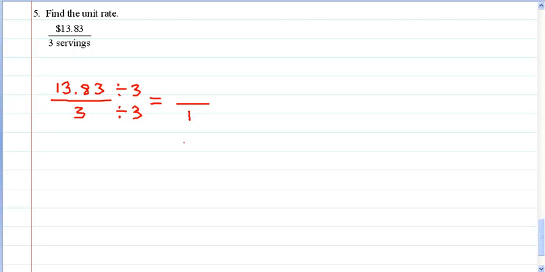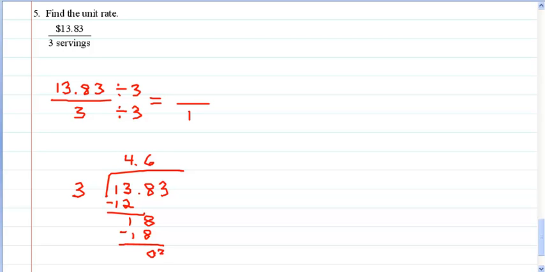And 3 divided by 3 is 1. And for 1383 divided by 3, I'll show that work underneath. So we end up with 461. So the unit rate is $4.61 per serving.